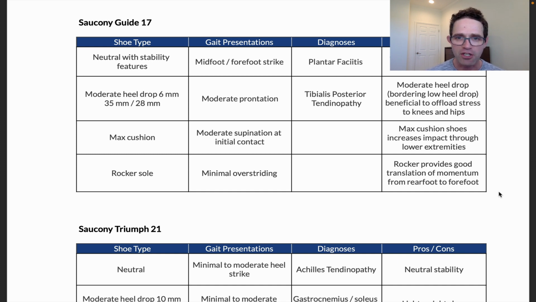Tibialis posterior tendinopathy could be indicated here as well. Again, we want to be careful of how much dorsiflexion the patient is doing. And this shoe has good medial and lateral stability. It's also going to have a moderate amount of heel drop on the lower side with that 6, but it does land in that moderate group, and it would offload the stress to the knees and the hips a little bit. Max cushion has its own issues with increased impact, and that rocker does provide good translation from the rear foot to the forefoot for that momentum. So it can be a good shoe, especially if Sauconys are a preferred shoe to be using.